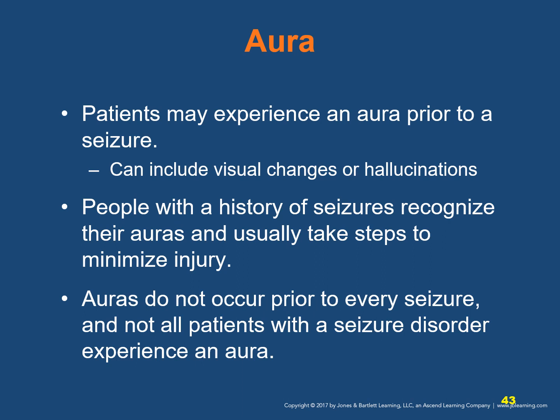Now let's discuss aura. Patients may experience an aura prior to a seizure. It can include visual changes such as flashing lights or blind spots in the field of vision, or hallucinations where they're seeing, hearing, or smelling things that are not actually present. People with a history of seizures recognize their auras and usually take steps to minimize injury, such as sitting or lying down. Auras do not occur prior to every seizure, and not all patients with a seizure disorder experience an aura.